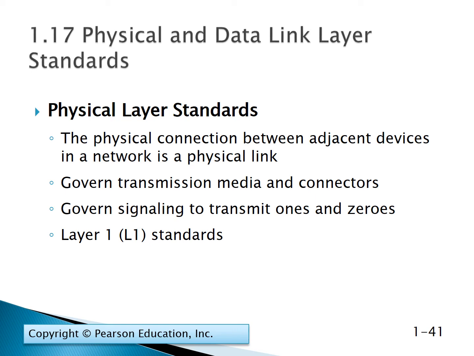And also if you are doing Wi-Fi, then again, you need to define how you are going to represent the ones and zeros using your Wi-Fi signal, the electromagnetic waves. That's what we call the physical layer. And the physical layer is the bottom layer in computer networking. So usually we call it the layer 1 standards.